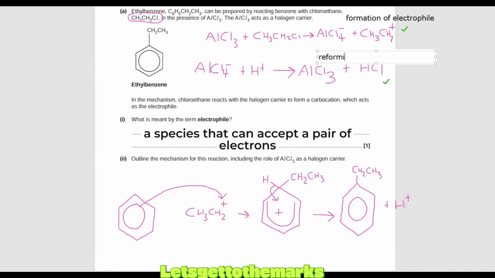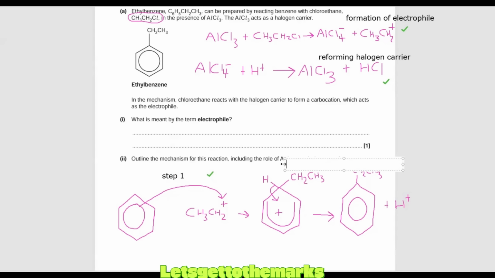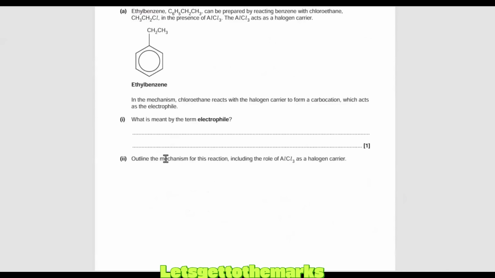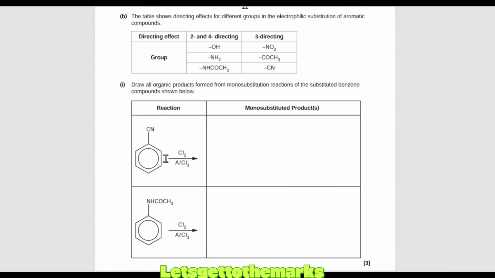And yeah, you get the idea. The formation of the electrophile, reformation of the halogen carrier, and then 3 marks down here for the mechanism. I guess it's 1 mark for the arrow to the electrophile in step 1, and then 2 marks probably, 1 for the broken delocalized ring with the positive sign, not too far, make sure it's a U shape, and then 1 mark for the hydrogen donating its electrons back to reform the ring for the final step. Bosh!